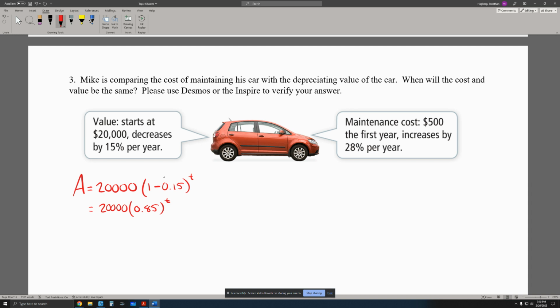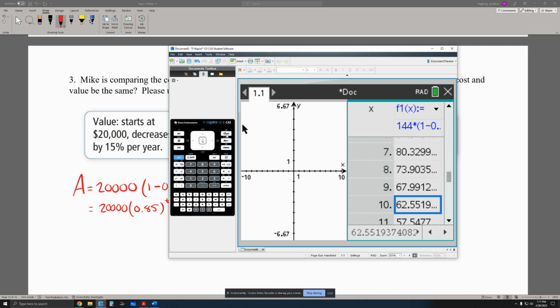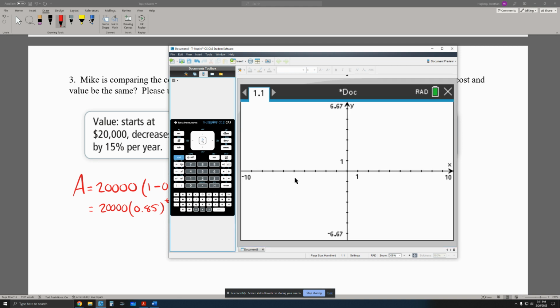Okay. For the other one, here we have the maintenance cost is $500 for the first year and then increases by 28% each year. So we can say that the principal, the initial amount, is 500, and then we have 1 and then plus for an increase of 28%, so 0.28 per year. And then cleaning this up, we have 500 times 1.28 to the power t. Okay. And I want to know, when will the cost and the value be the same? So let's go back to our calculator and see when these would be the same. So I'm going to go back. I'm going to hit Control T to get rid of my table here.